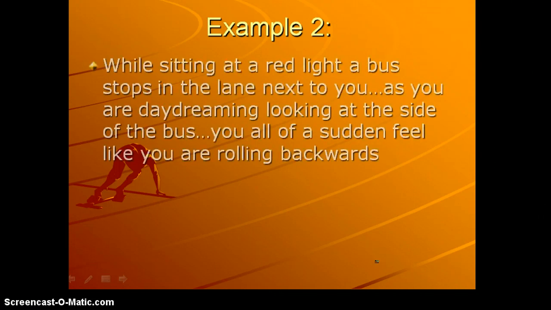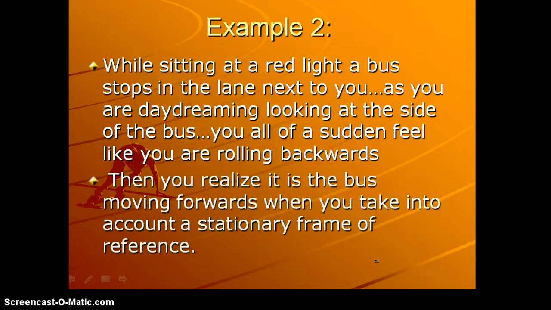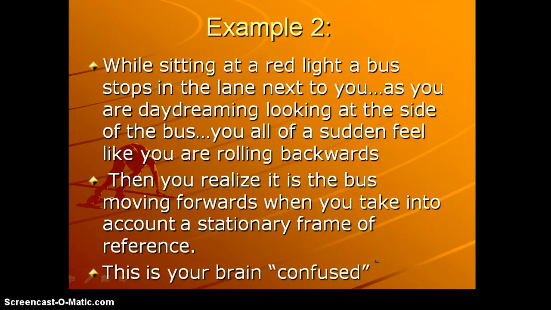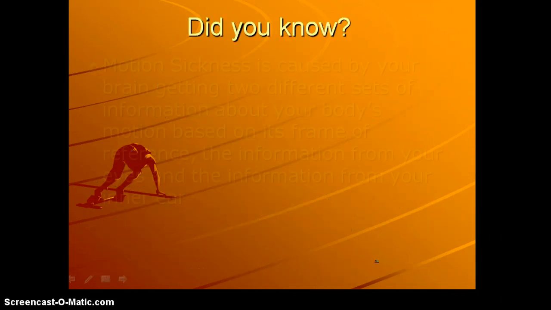Example 2. While sitting at a red light, a bus stops in the lane next to you. As you're daydreaming, looking at the side of the bus, you all of a sudden feel like you're rolling backwards. At that point, you look at some other object and you realize the bus is moving forwards when you take into account a stationary frame of reference. So this is what can confuse your brain, basically. And this is what can cause motion sickness.